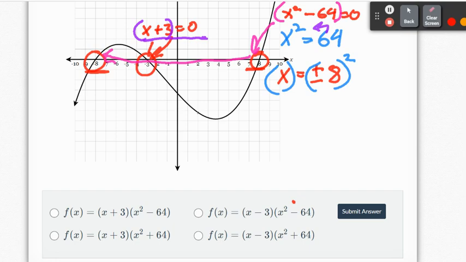So down below, I'm looking for an x plus 3 and an x squared minus 64, which is this first one. If you had an x squared plus a 64, that would have given me imaginary solutions. So the other thing we're going to be watching for today are factors that produce imaginaries, which will happen if we have a cubic that's only touching the x-axis one time.